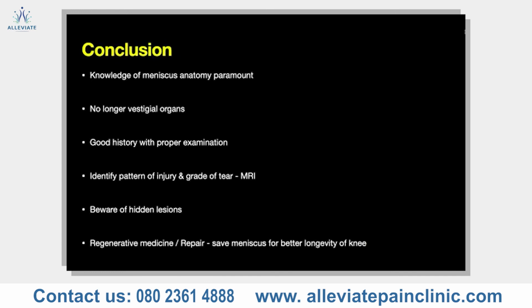To conclude, knowledge of the meniscus anatomy is paramount. It requires a lot of experience to learn about the meniscus and to gain knowledge in how to find a meniscus in the MRI. It's no longer a vestigial organ. It has a most important role in our knee joint. Good history with a proper examination helps you diagnose what type of tear and which zone of tear is there. Identify the pattern of the injury with the grade of tear on an MRI, and always be aware of the hidden lesions, as I said, the ramp lesion and the root tears. Regenerative medicine or a repair, whichever you go for depending upon the type of tear, always save the meniscus for better longevity of the knee.